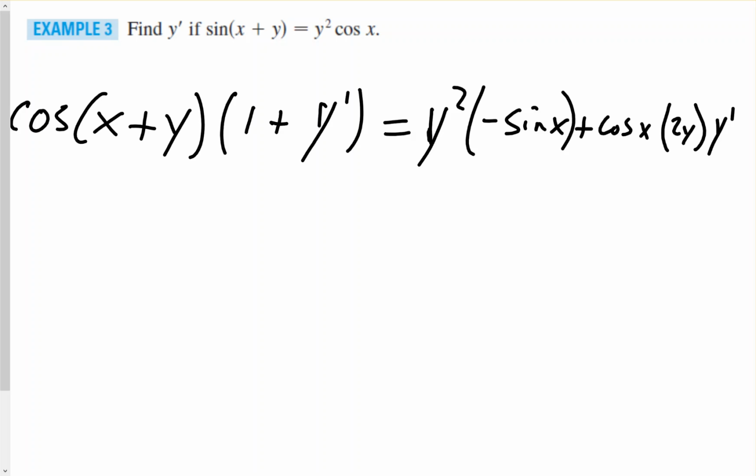Okay, so here we have cosine of x plus y. Think of it as cosine of some argument times 1, and then cosine of some argument times y prime. Okay, so we have cosine of x plus y times 1 would be itself, plus cosine of x plus y times y prime.